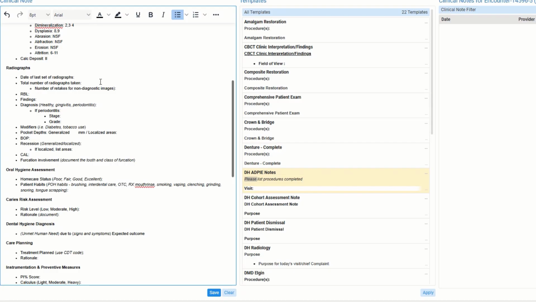This is important because if there's any retakes, so if we're taking a series of 4 bite wings and there's 2 x-rays that were retakes, we're going to actually put 6 here. And if there was 2 retakes because they were non-diagnostic, it would be 2, which would make sense because 6 minus 2 equals 4. And we took 4 bite wings.